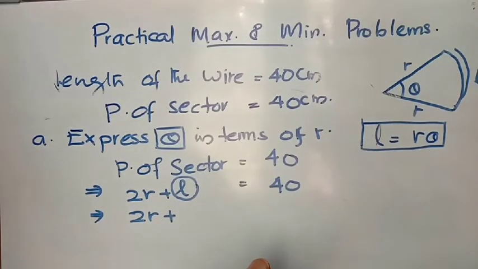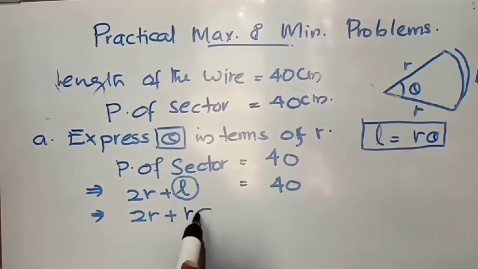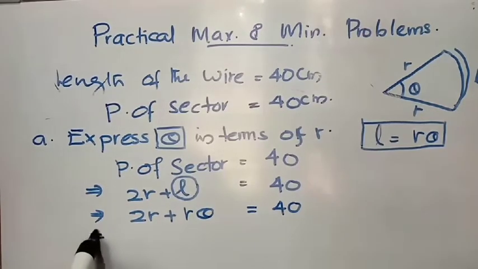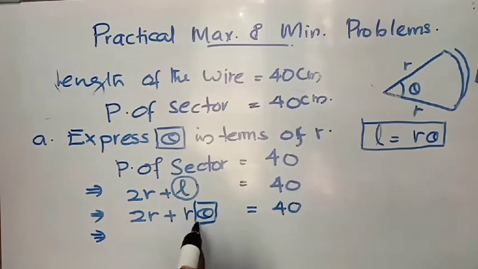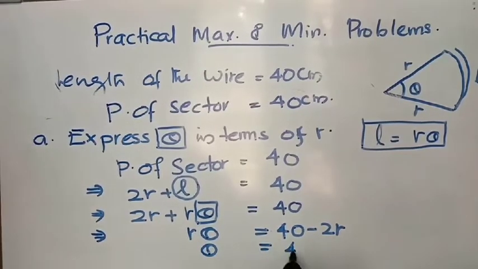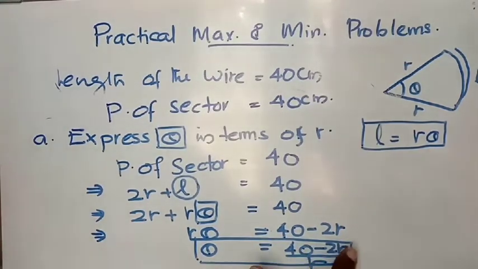As we are continuing with radian, length of an arc is r theta. If it is degrees, it is theta by 360 multiplied by 2 pi r, isn't it? So here we use r theta. That's enough for us. So 2r plus r theta is equal to 40. Now it's very simple. Your task is to make theta the subject of the formula. So we get r theta is equal to 40 minus 2r, or theta is equal to 40 minus 2r all divided by r as the answer for the first question. So theta is 40 minus 2r by r.